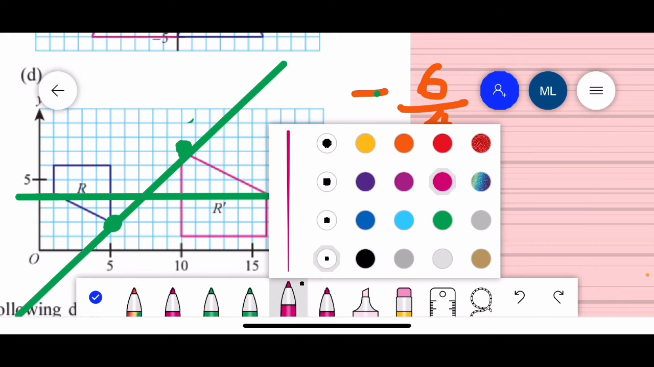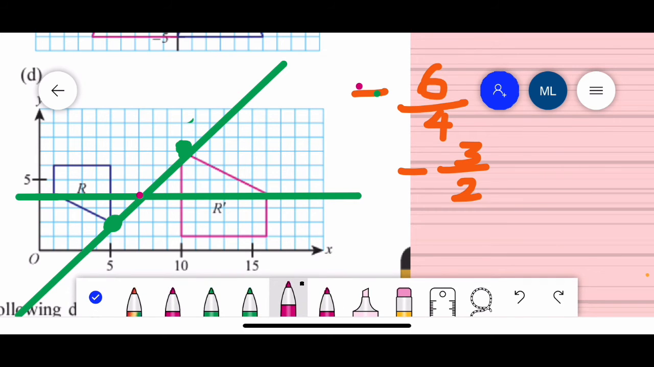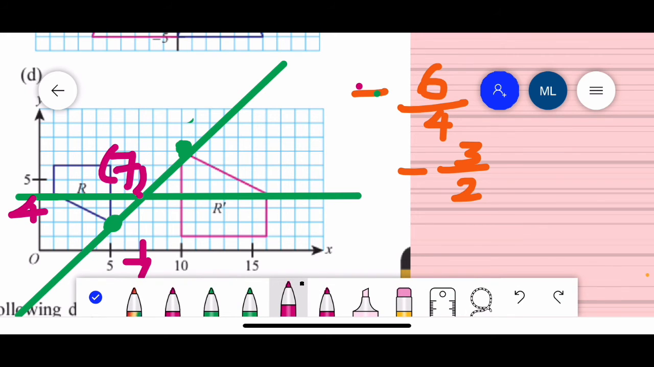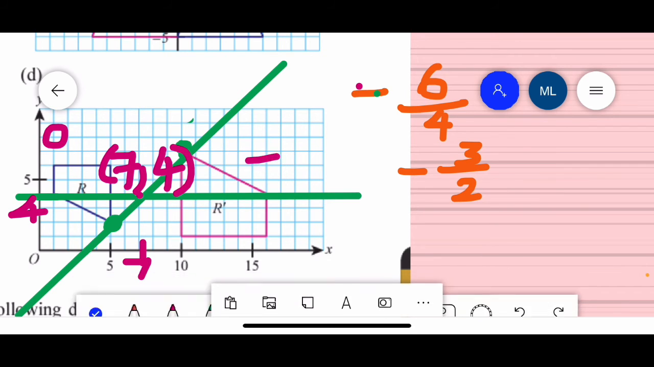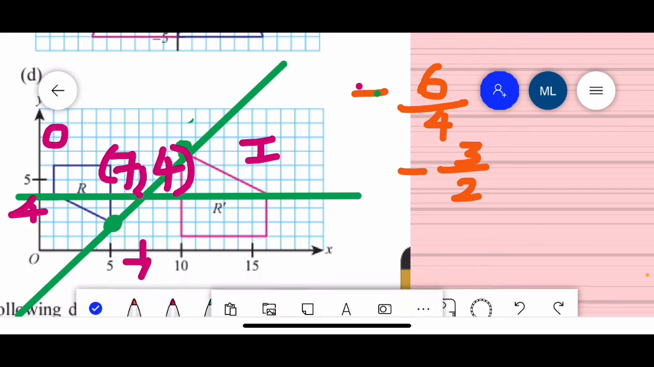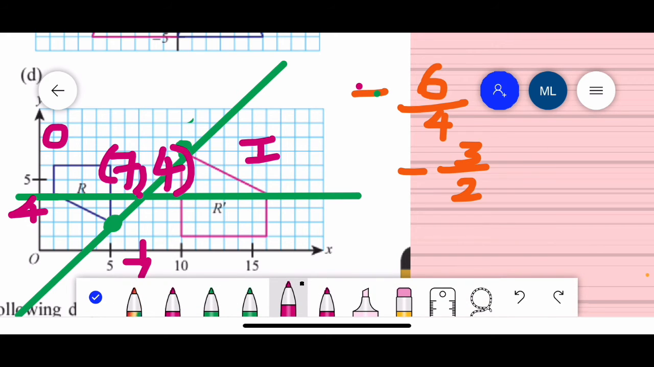Let me point it out here. So the point is here, right? It seems like it's 7 here and 4 here, so it's at 7, 4. The object and image are on opposite sides of the center of enlargement. So we can see that the center is here. The position of the object and image is on different sides from the center of enlargement, so the scale factor will be negative. So negative 3/2 is confirmed.